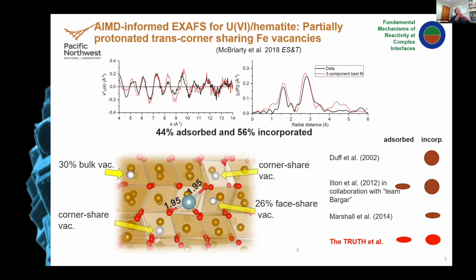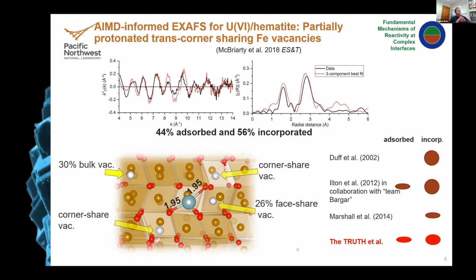So now we're going to go back to this uranium-6 hematite system where we had 3 different interpretations with basically the same data. What we found by applying the AIMD-informed EXAFS approach is that it's basically 50% adsorbed and 56% incorporated, despite the fact that we hit this with a carbonate solution and also acidic rinse solutions.